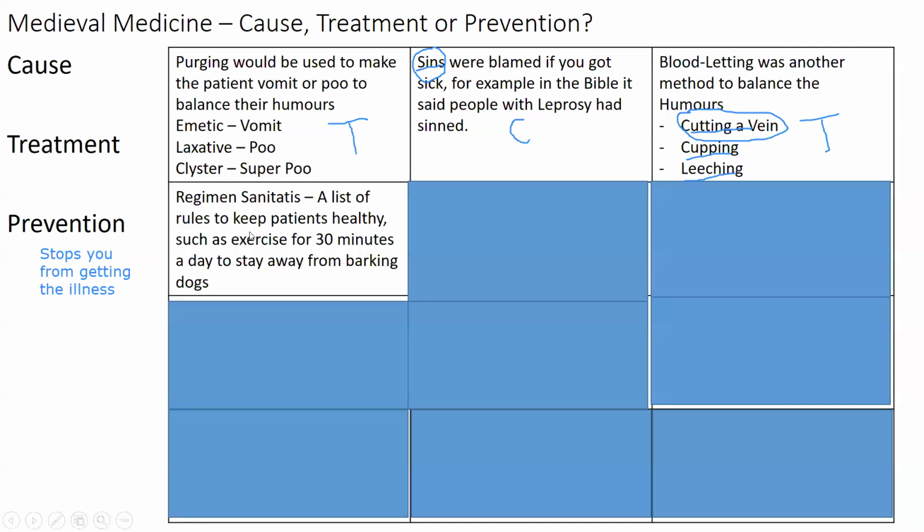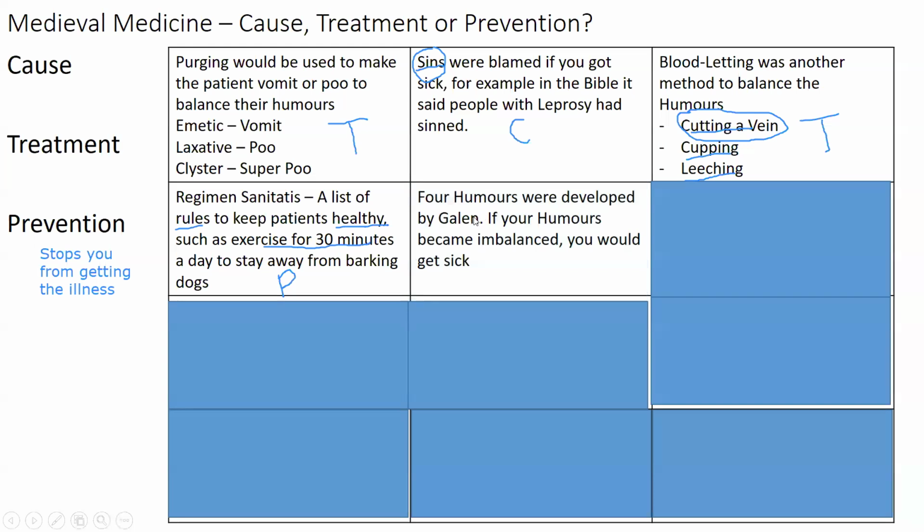The Regimen Sanitatis. Now, the Regimen Sanitatis is a book that was used for prevention. And the Regimen Sanitatis was a list of rules to keep people healthy. For example, exercise for 30 minutes and stay away from barking dogs. So, actually, in some respects, some of it was really useful information, some of it was not, because we didn't have that scientific understanding.